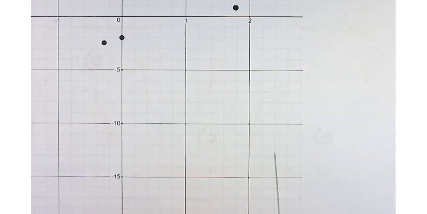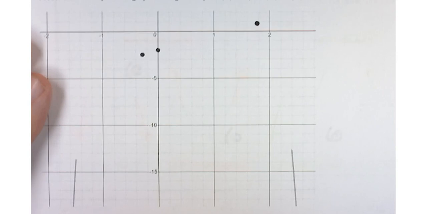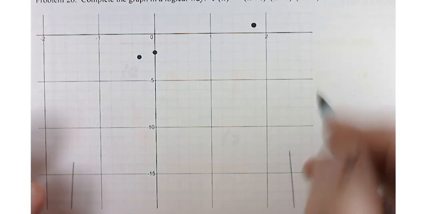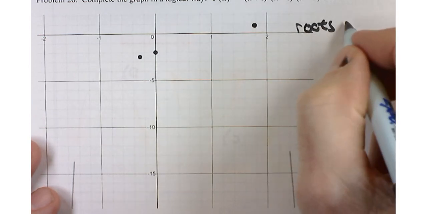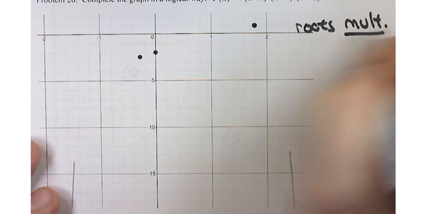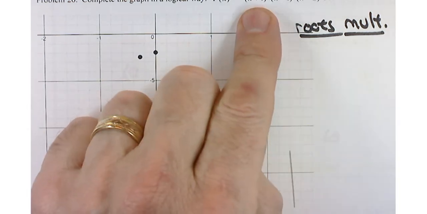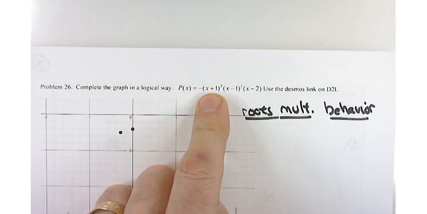Let's take a look at this one. This is kind of a nice one. If you're following me along on Desmos, you can really play along. Let's parse through this and understand a few things. So first of all, let's take a look at the roots, and then the multiplicity, and then the behavior at those roots.